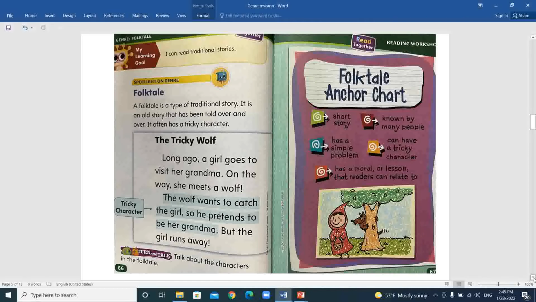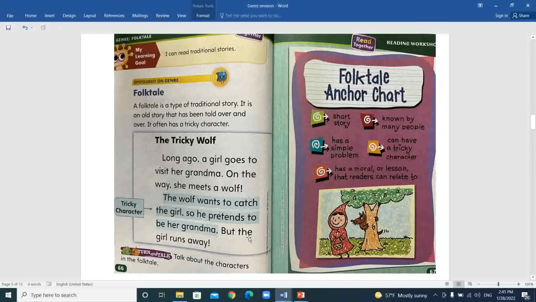What else? In a folktale, you'll find a tricky character, a character or an animal that usually tries to cause a problem or tries to do something to another animal or another person. Here we have the story about the tricky wolf, and it says here, long ago a girl goes to visit her grandma. So long ago shows you that the story is old. And what's happening here? The girl is going to visit her grandma. On the way, she meets a wolf. The wolf wants to catch the girl, so he pretends to be her grandmother. But the girl runs away.